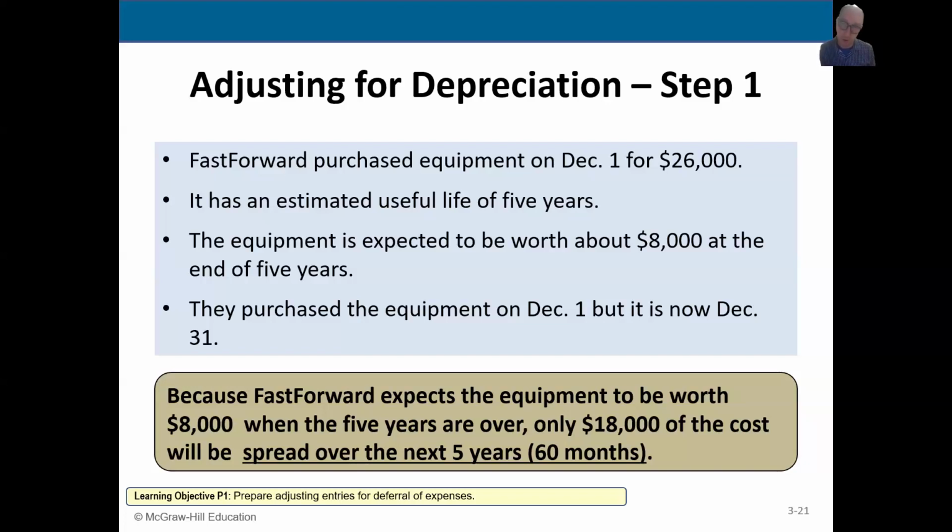We purchased the piece of machinery on December 1 and started using it. So we need to figure out the depreciation for each year. So we take 26,000 minus the 8,000.